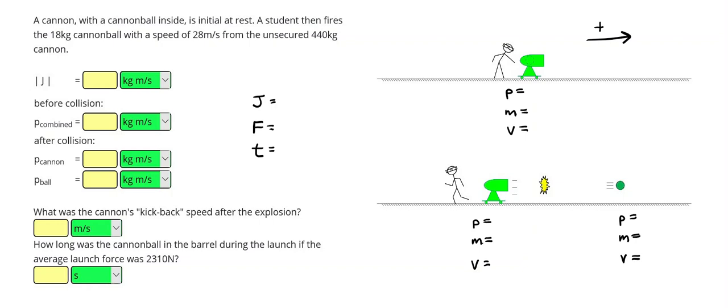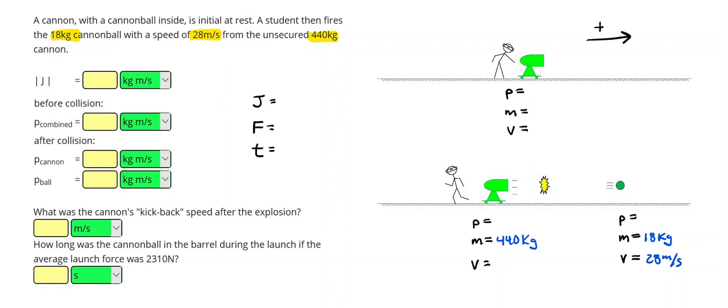In this one, it says a cannon with a cannonball inside is initially at rest. A student then fires the 18 kilogram cannonball with a speed of 28 meters per second from the unsecured 440 kilogram cannon. Alright, let's be careful with where those givens go. 18 kilograms is the cannonball, and that's going to go down here under the cannonball. 28 meters per second was the velocity. It's to the right, so that's a positive 28 meters per second. And the cannon is 440 kilograms.